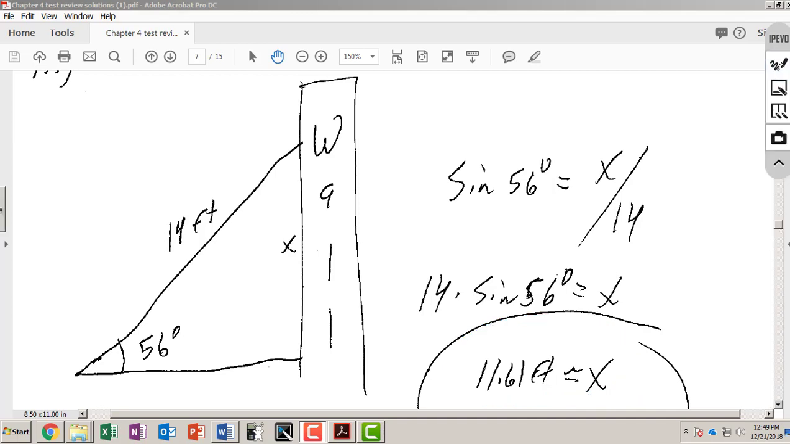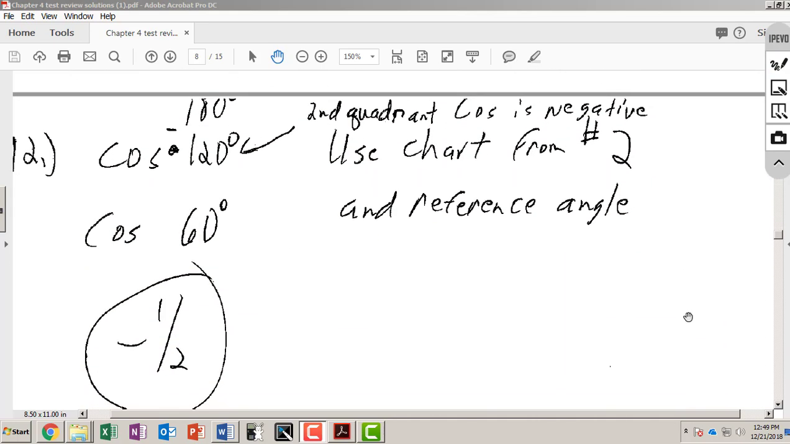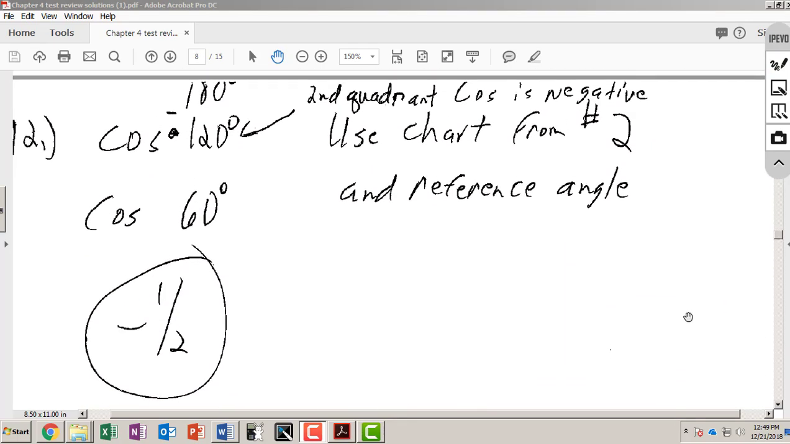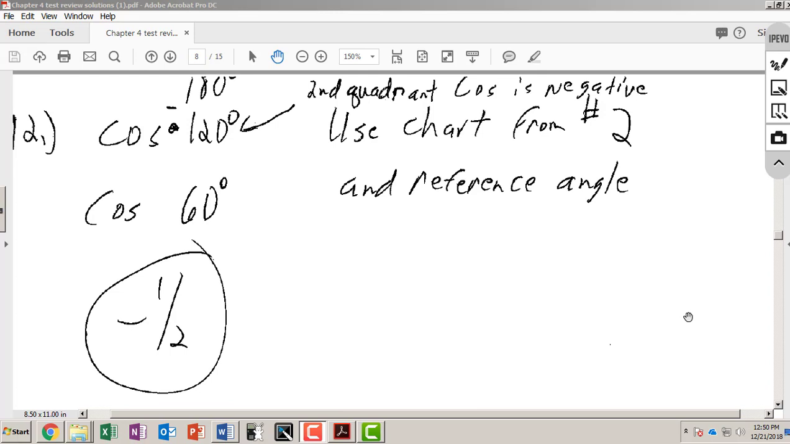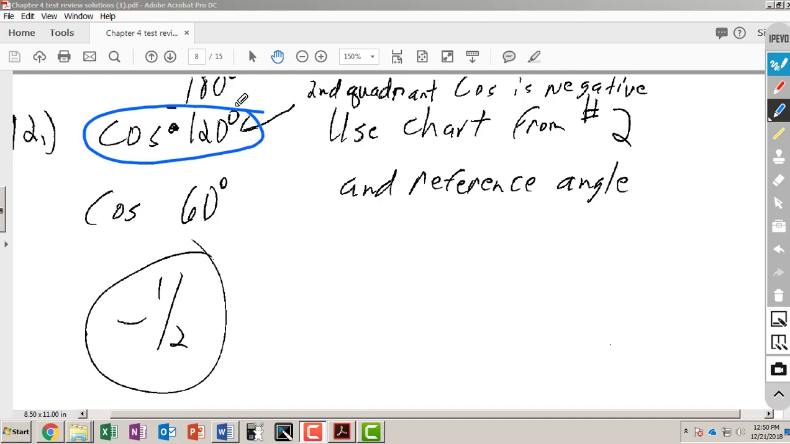Moving on to number 12, we want to find the cosine of 120 degrees. So we're just going to get this off our chart. Remember, on number 2 we wrote down our chart. Make sure that you have that chart and that reference angle chart written down on your test.